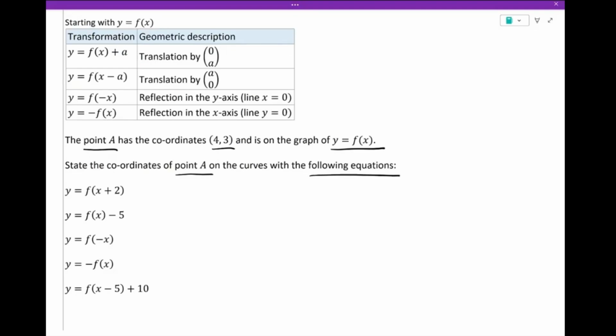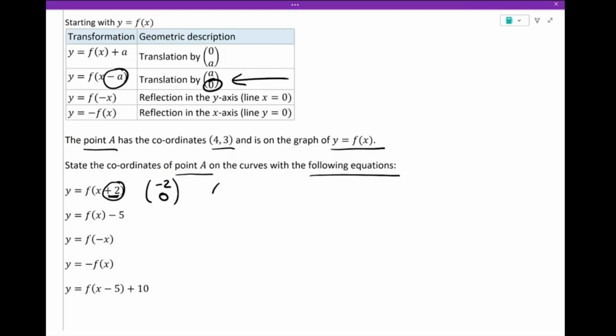You first need to figure out what's the transformation. We've got a 2 being added on, so it's going to be a translation. And the 2 is in the brackets, so it's going to be this translation here. So I can write out my vector. My vector of my translation is going to be, well, negative a is equal to the positive 2. So therefore, positive a is equal to negative 2. So we've got negative 2, and then our vertical component is going to be 0. So we've got our translation vector.